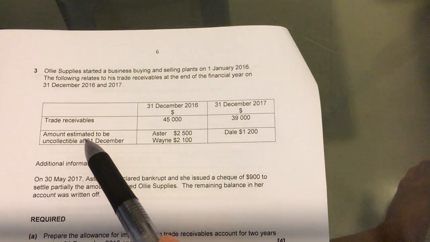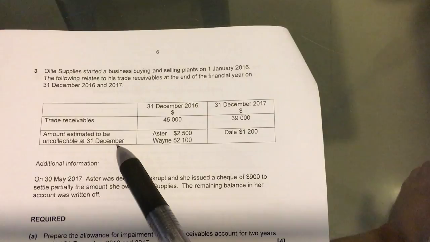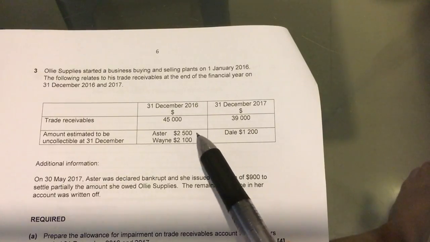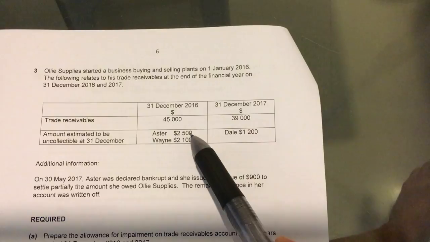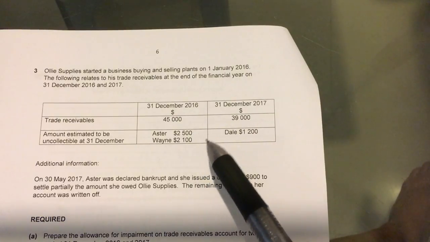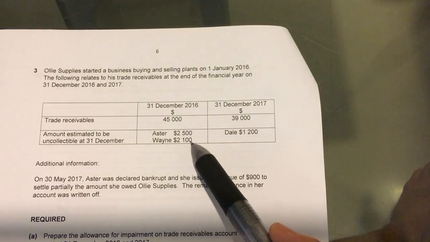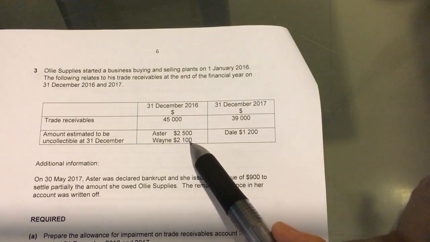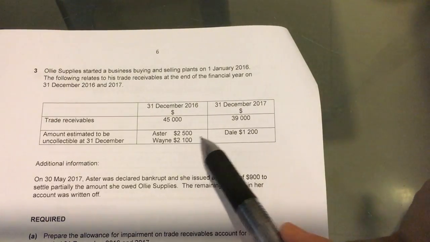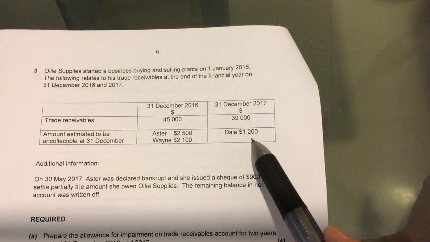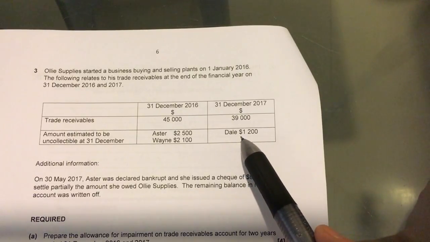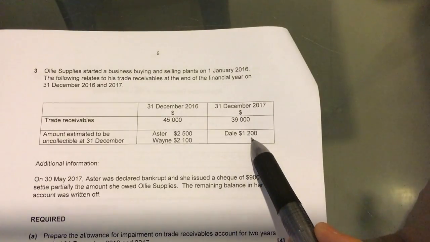Then here is the amount estimated to be uncollectible at 31st December 2016. We have 2% who may not be able to pay us, Esther and Wayne. So the total amount is 4,006. This is the amount we will consider as an allowance for the end of 31st December 2016. And then in 2017, only one person may not pay us, or estimated to be uncollectible, Neil, 1,002.